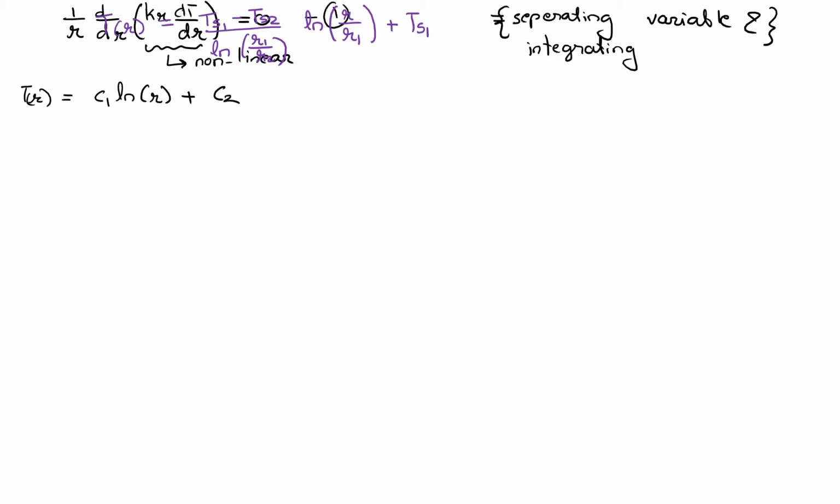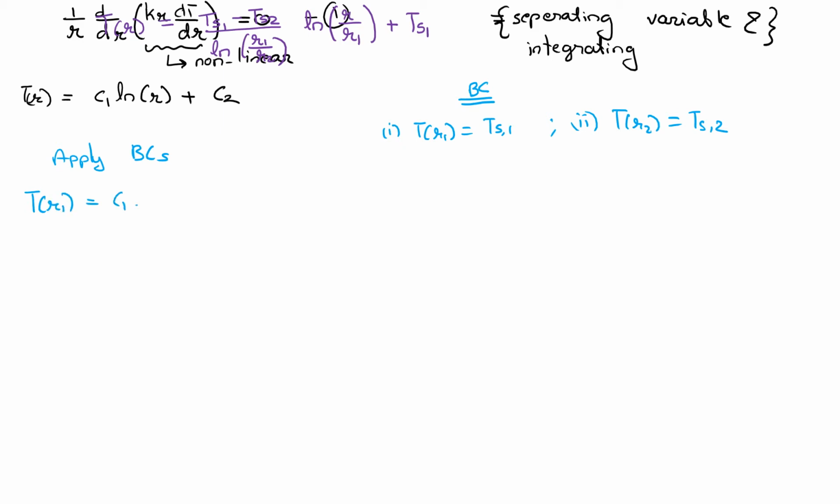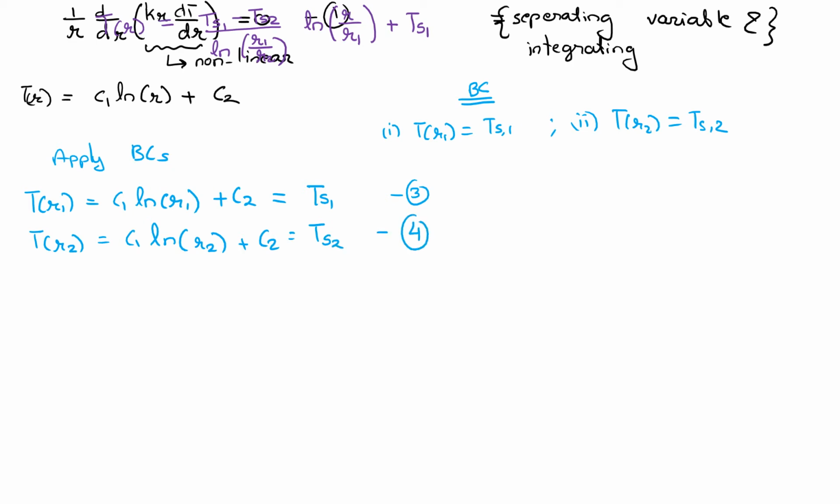Now because we have two constants, we need two boundary conditions, and the boundary conditions that we have in this case are, we know the temperature at R1, which is TS1, and we know the temperature at R2, which is TS2. So let's apply these boundary conditions. The two equations that we'll get: T(R1) will be equal to C1 into natural log of R1 plus C2 equals TS1, let's say this is equation 3, and T(R2) equals C1 into natural log of R2 plus C2 equals TS2. Let's say this is equation 4.